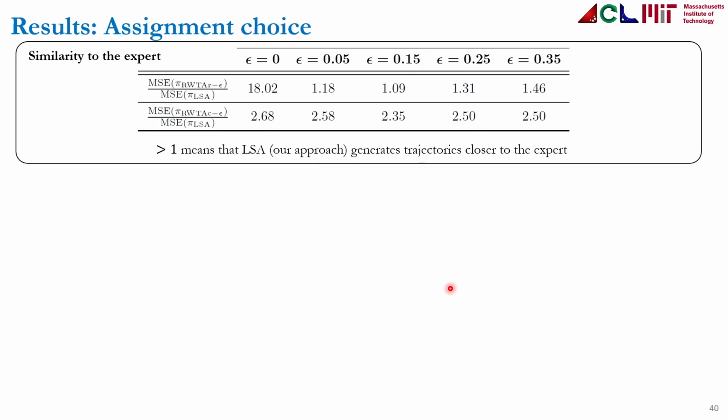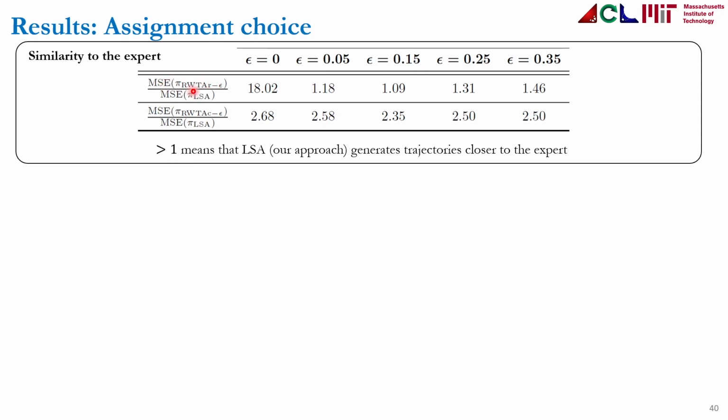We also study how the choice of the assignment affects the solution, and in this table we compare how similar the trajectories that the student produces are to the trajectories of the expert. So in the columns here you have the value of epsilon, which is essentially a way to quantify the relaxation that we are performing. In other words, epsilon equals 0 means that the assignment matrix will be a binary matrix, and then epsilon greater than 0 represents a higher degree of relaxation.